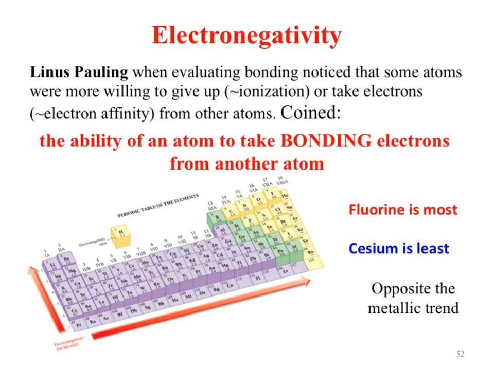This is really, really important, particularly for anybody moving into organic chemistry. Probably 90% of what you learn in organic chemistry comes down to electronegativity. It is that stupidly important. What is electronegativity? Well, electronegativity is the ability of an atom to take bonding electrons from another atom. So the bigger the electronegativity number, the more likely it's going to take electrons from another atom. So fluorine is our most electronegative and cesium is our least.